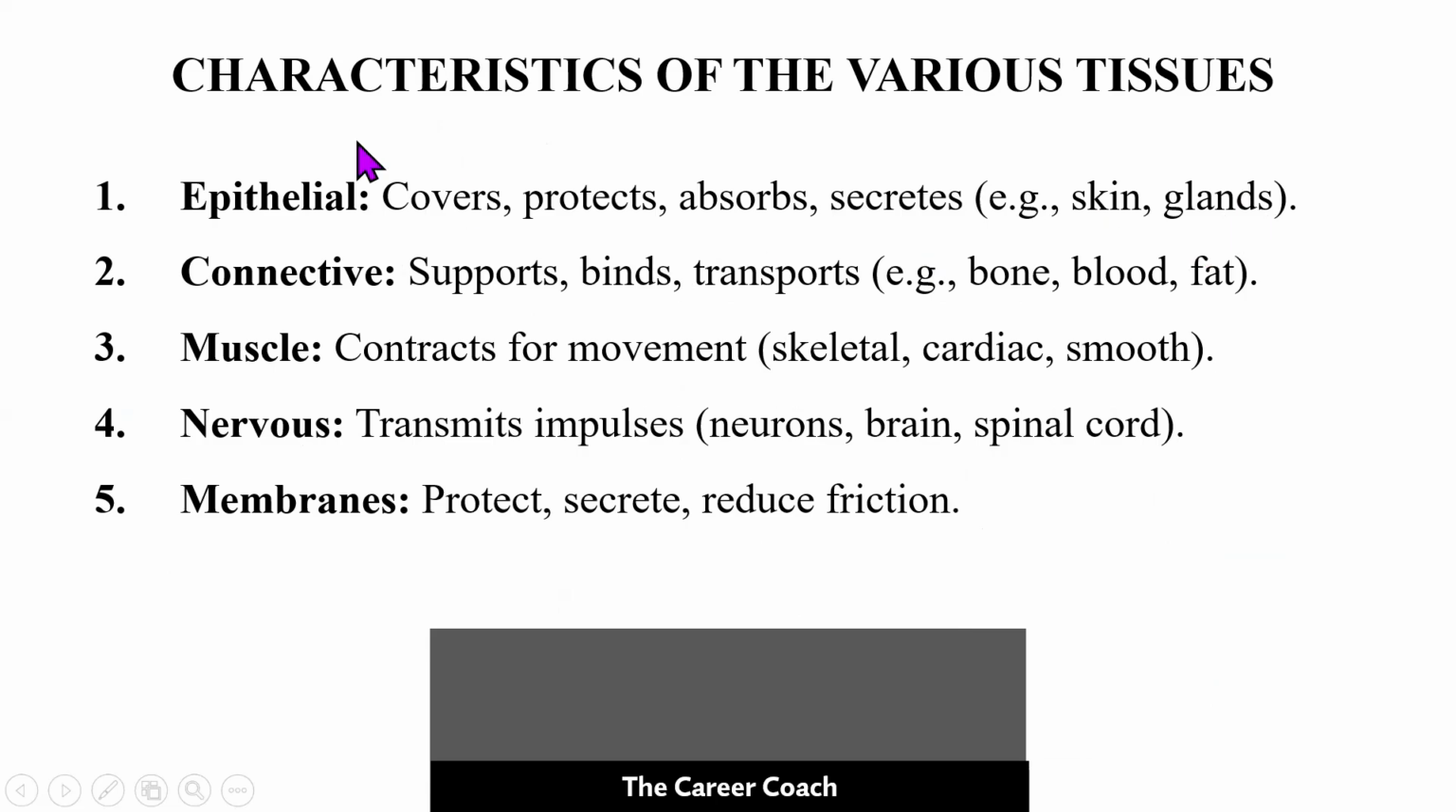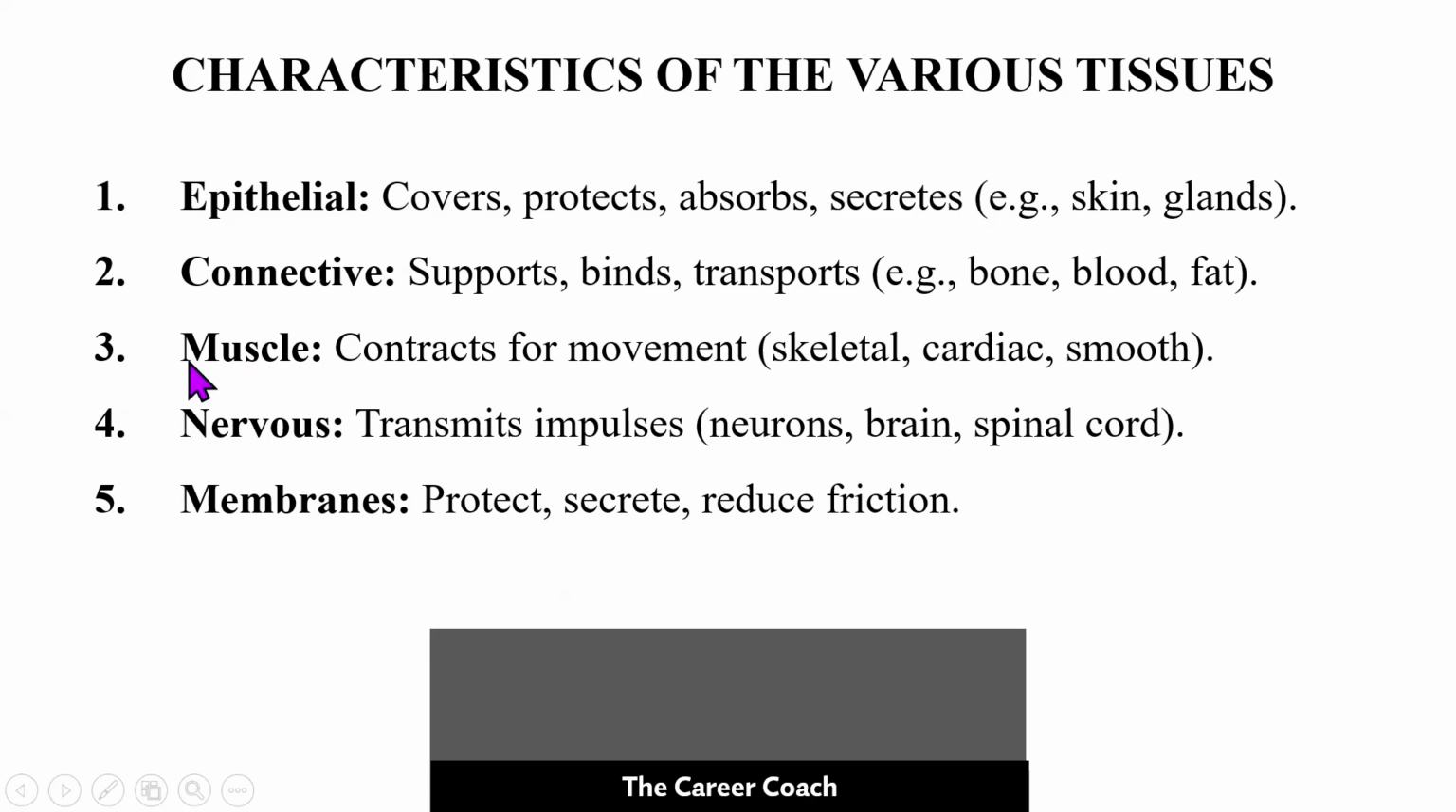Please take note of this. You could be asked to discuss the characteristics of the epithelial tissues or the characteristics of various tissues and where you can find them in the body. 2. Connective tissues. Connective tissue functions to support, to bind, and to transport. It can be found in the bone, in the blood, and in fat tissues.